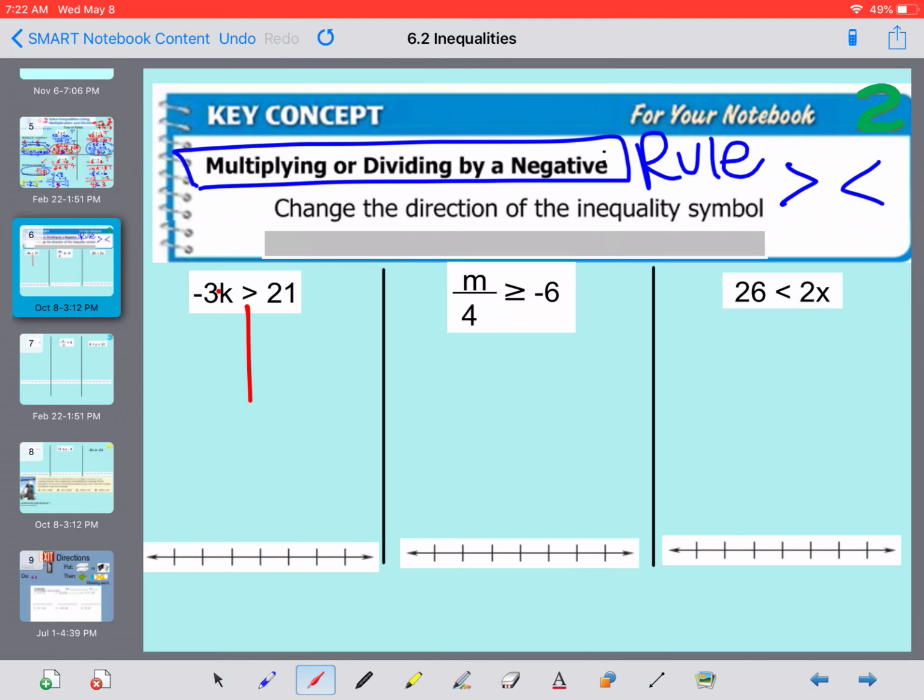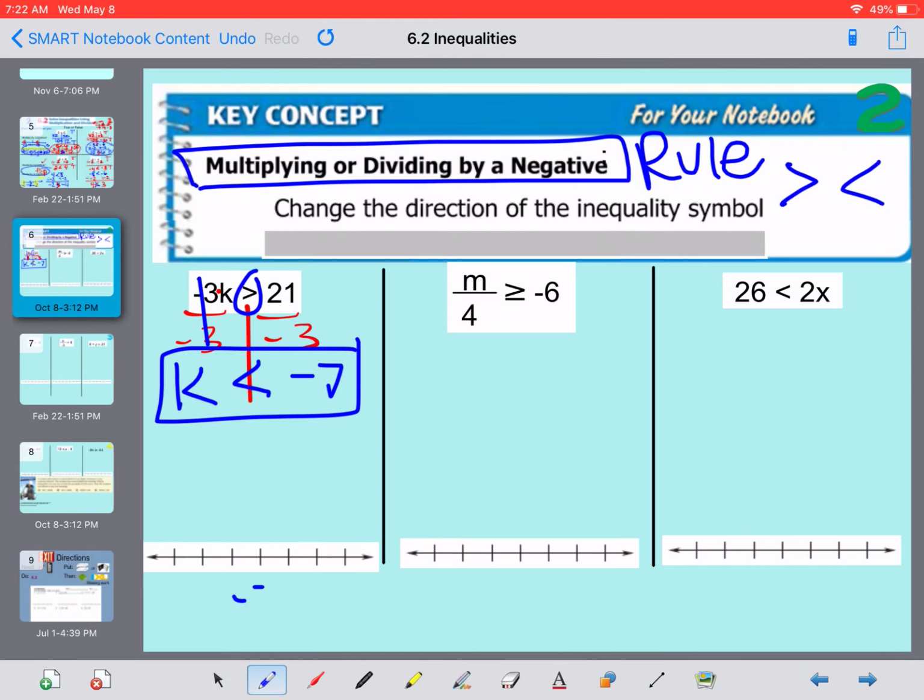This is multiplied by negative 3, so I need to divide by negative 3. Well, for dividing by a negative, our symbol needs to flip. So we have k is less than negative 7. So we put negative 7 on our number line. 0 would be over here. So negative 6, negative 8. This will be an open circle because it's not equal to, just like an L, less than. And less than, if you can put a line in here, points to the left. Negative 8 is less than negative 7.